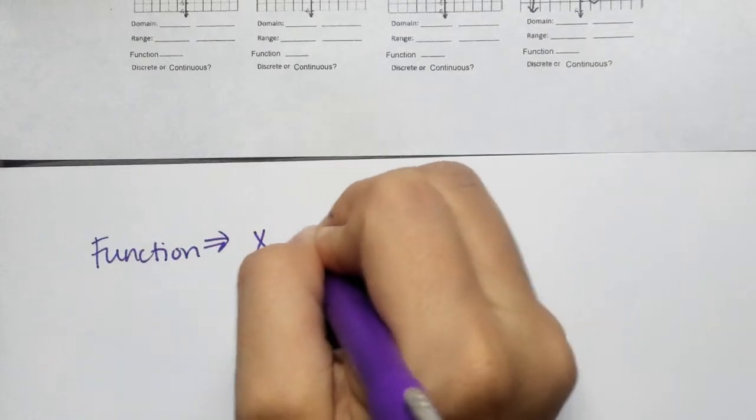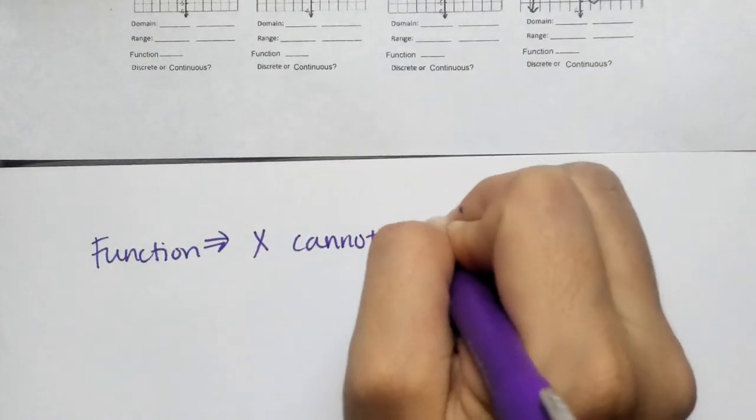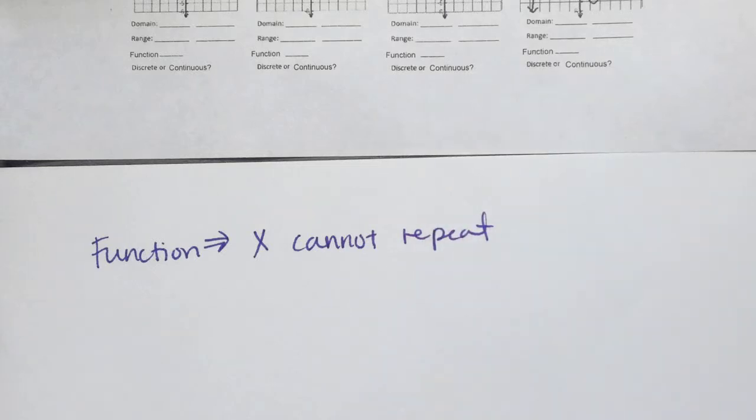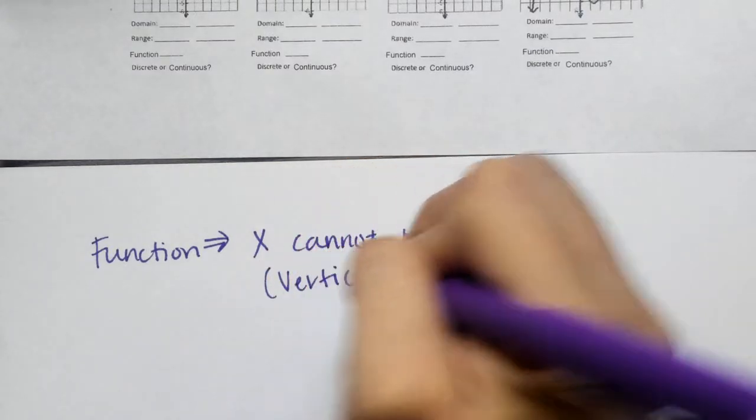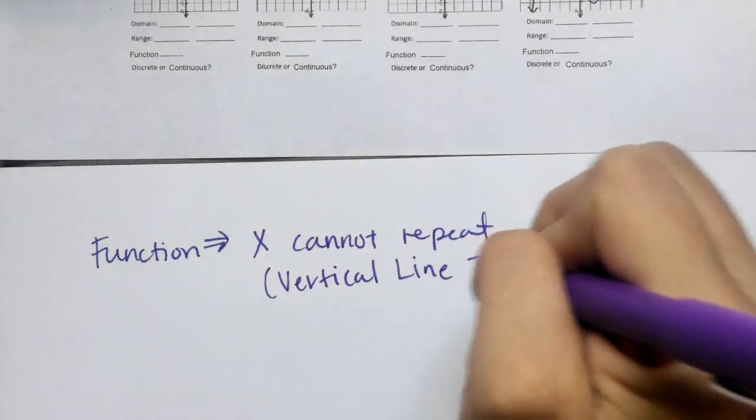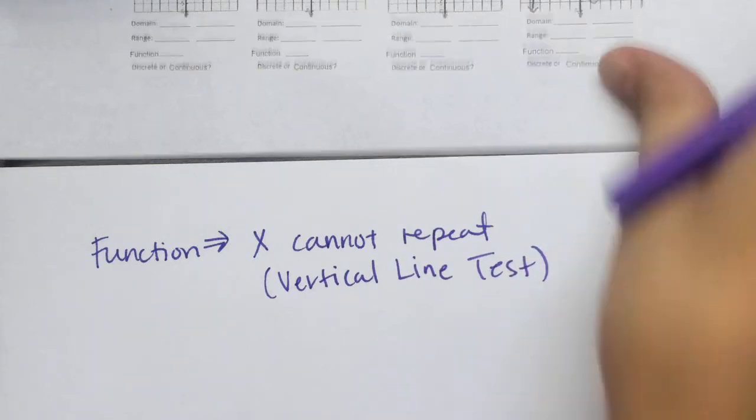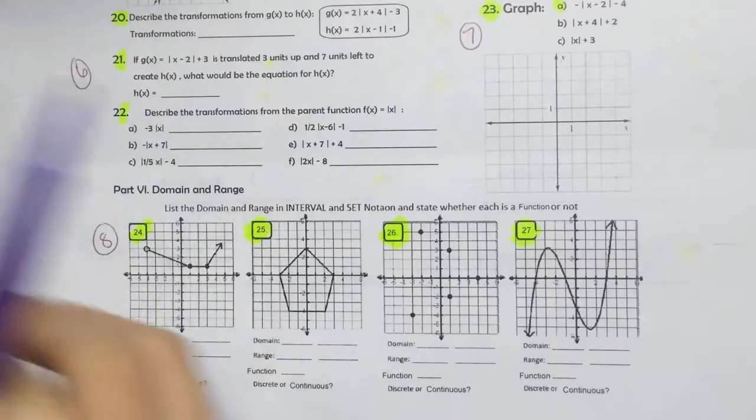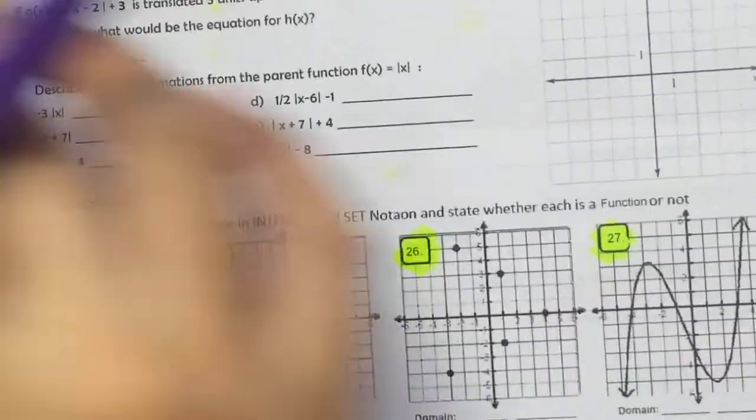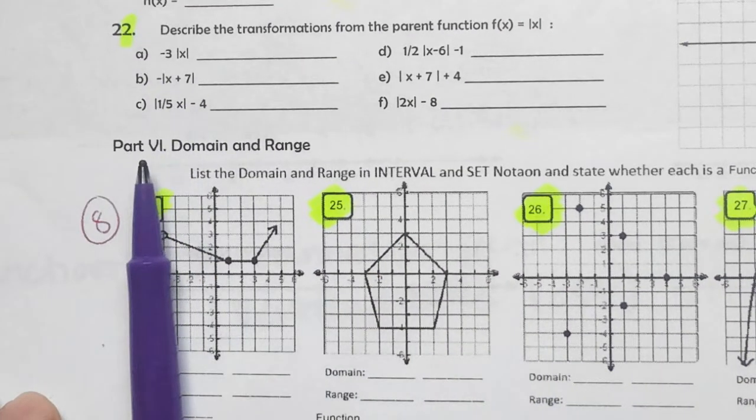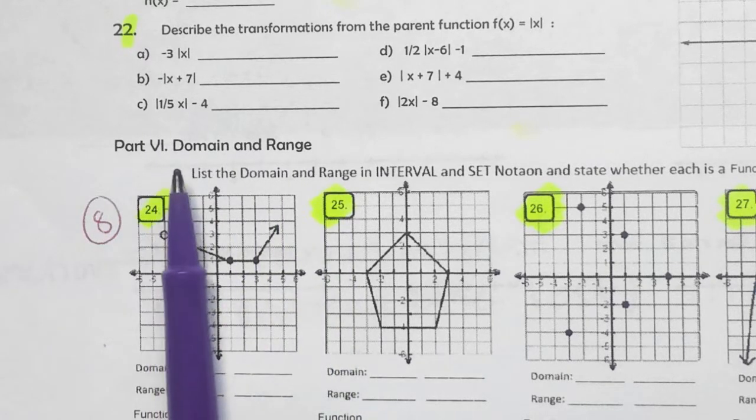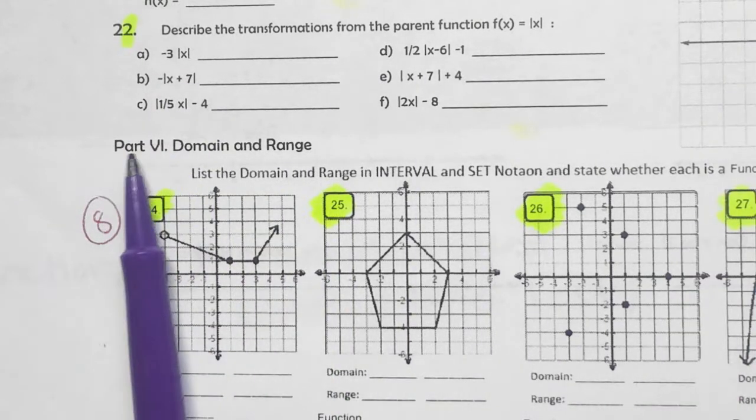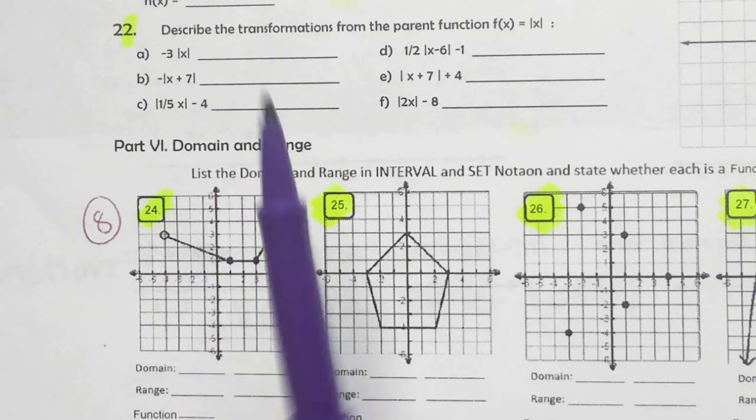the x's cannot repeat. So if you had a table, that would be really easy, just look at the table. But if you have a graph, you have to check the vertical line test. What that means is that if I take my pencil, right, so we'll look at the first one. And if I draw my pencil along this whole line, is it a function? Does it only hit at most 1 point? So number 24 is a function.